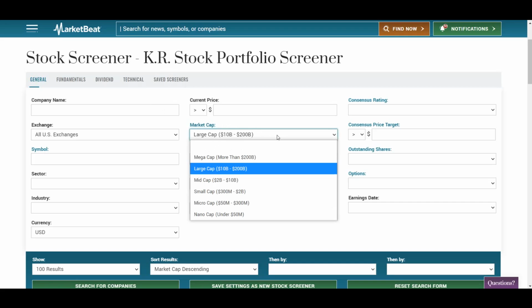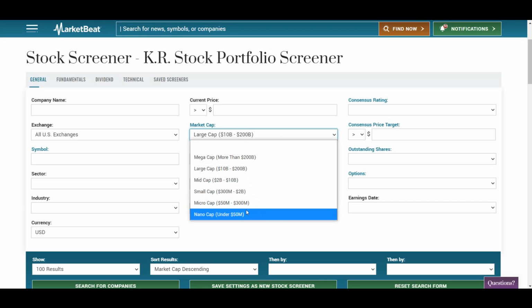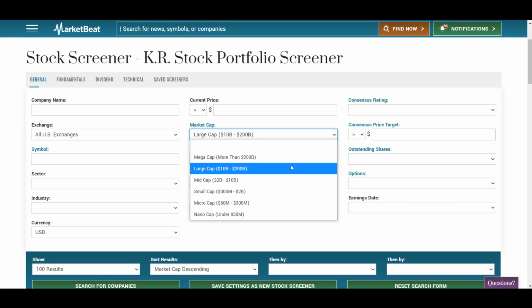So you can see MarketBeat has a list. You've got mega cap, which are companies valued at more than $200 billion, right down to nano cap, which are under 50 million. I only screen stocks in the mega cap and large cap settings. So I really want to ensure that I'm investing in companies that are well established, large blue chip type companies that are reliable long term. They've been around for a while and you expect them to be around for much longer still.